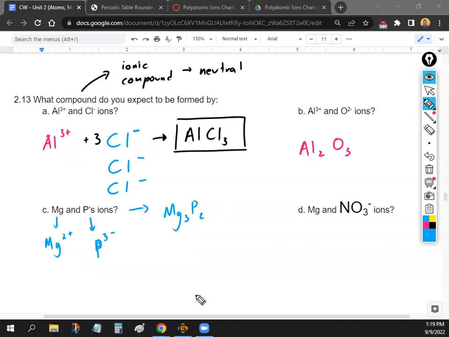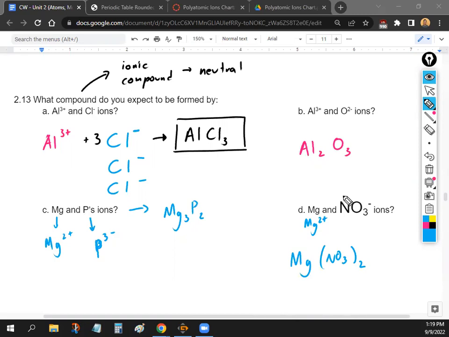Okay. And then same thing here, Mg we said wants to become 2+. We got nitrate, which is a polyatomic, and you're going to need 2 of these. And so the way that you would write the formula is Mg(NO3)2. Okay. So just make sure you put into parentheses whatever you want to double.